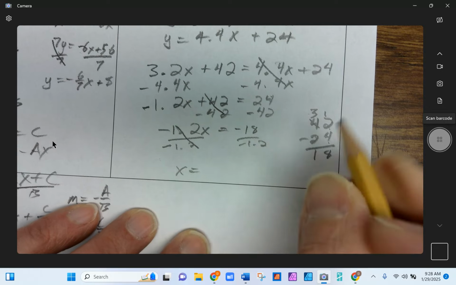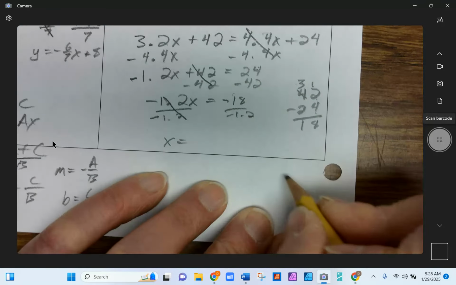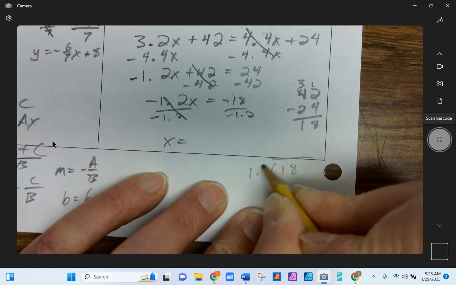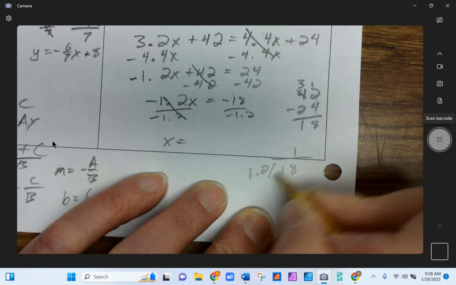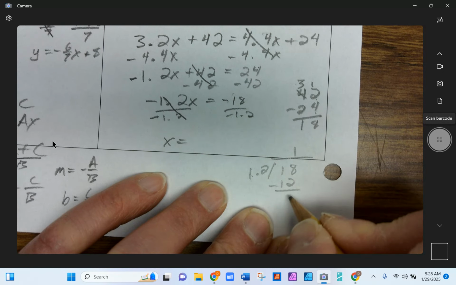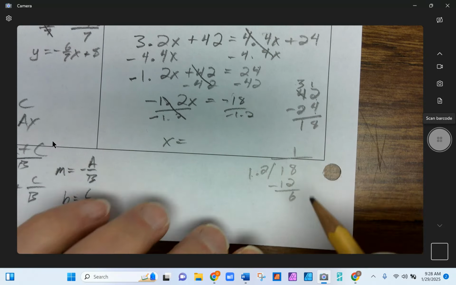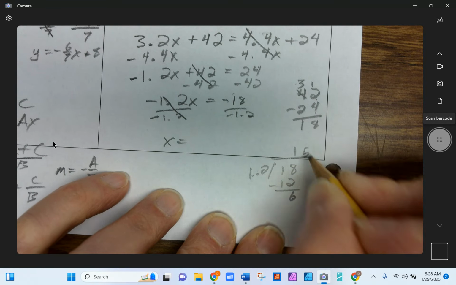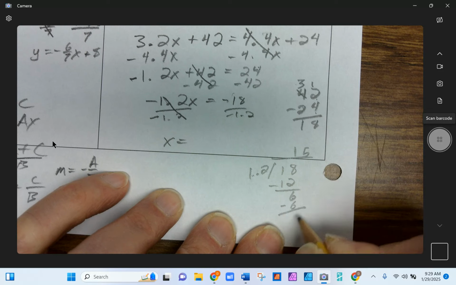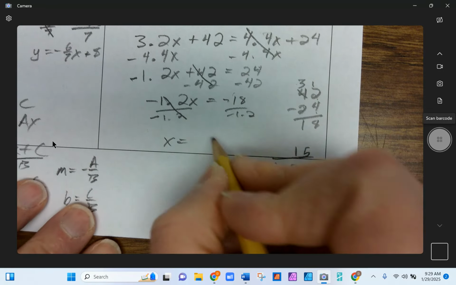And we'll get x equals, I mean, you'll have a calculator in this. You know it's going to be positive because you've got two negatives. But we would do this as 18 divided by 1.2. Basically, this goes in once. And that gets us to 12. We subtract, we get to 6. And 1.2 goes into 6 five times. And then we multiply that out to get to 6, and we subtract to get to 0. So that's 15 for our x value.